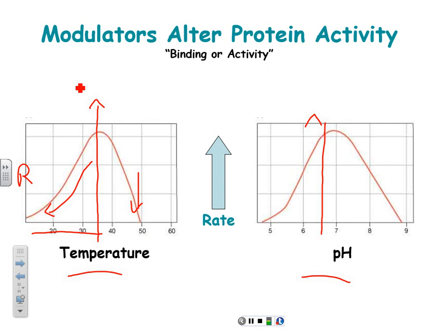And the body works it out because pH modulates protein action. The stomach is acid, your small intestine is alkaline, right? Small intestine is alkaline. And it does this throughout the entire digestive system. All right.